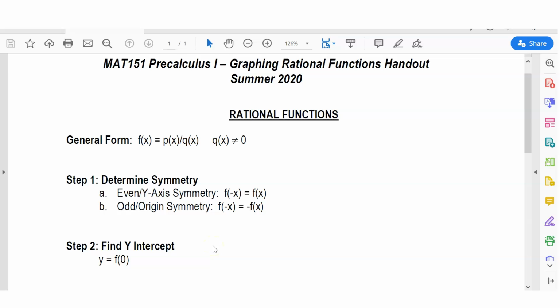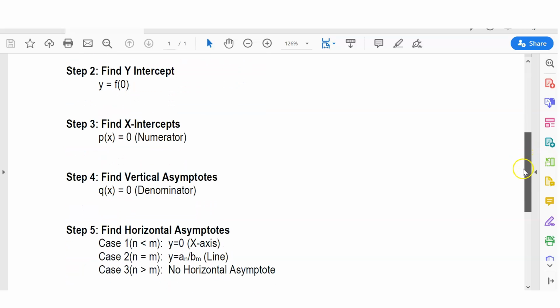We'll use this 6-step procedure for graphing rational functions. You'll also see this procedure in the textbook. Our first step will determine symmetry. Very often this step isn't very helpful, but especially if you get even or y-axis symmetry, that can be useful. And next, we'll find our intercepts. We could find the y-intercept just as we did with quadratic and polynomial functions by substituting x equals 0 into the function. And we'll also find the x-intercepts. We'll set the numerator expression, p of x, equal to 0. And we can also look at the multiplicity of those intercepts like we did with polynomial functions.